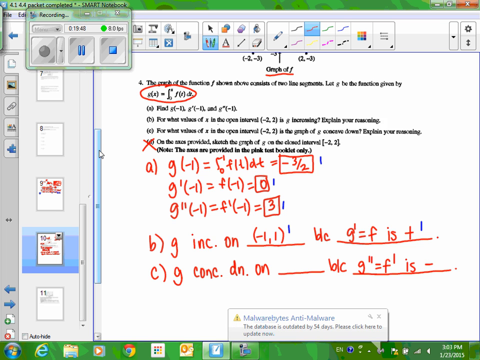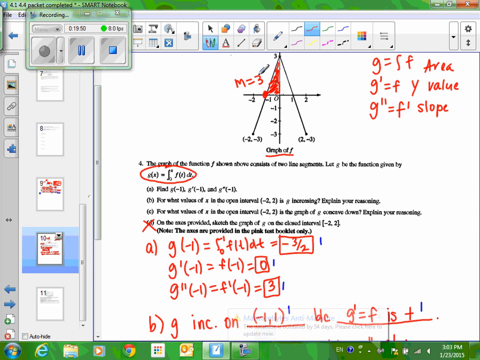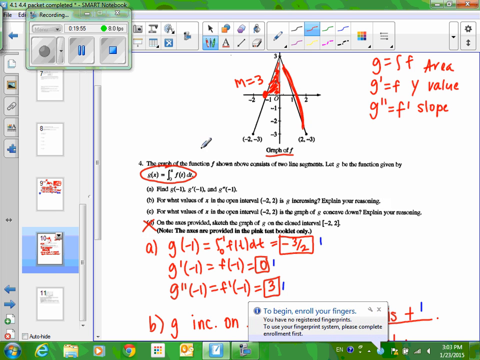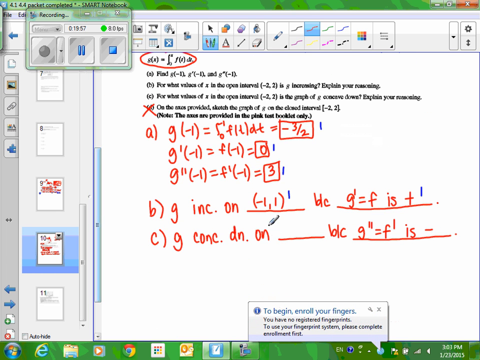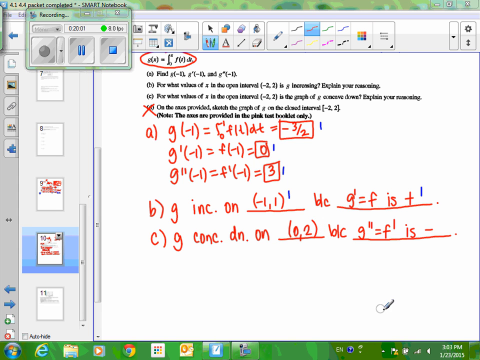And that is what we end up looking at on here. We look at where the slope is negative, which would be this interval. So what's my answer? 0 to 2. And that's where you get 2 more points. 1 point for the answer, 1 point for the justification.